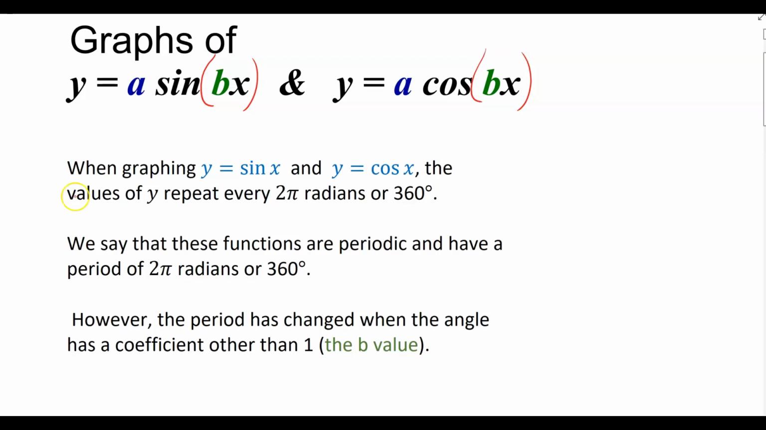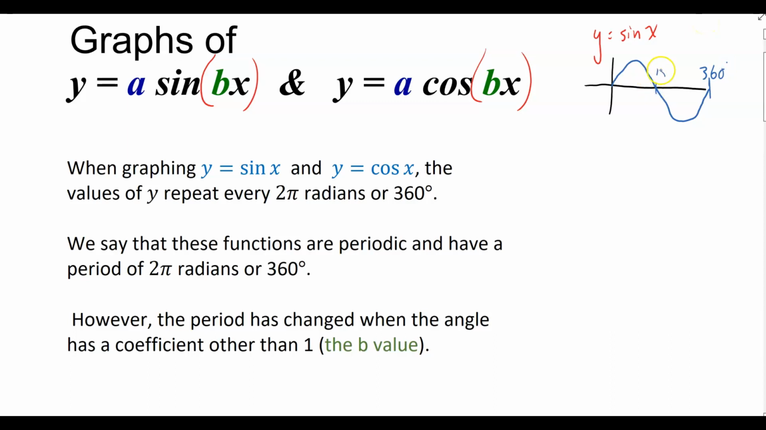So we want to remember still what y equals sine x and y equals cosine x look like before any changes have been made to them. The values of y repeat every 2 pi radians or 360 degrees. So I've already introduced y equals sine x, and let's put that up here. It will look like this, and this does repeat, so it goes from 0 and down and back, and that's our 360 degrees, or 2 pi is that far.